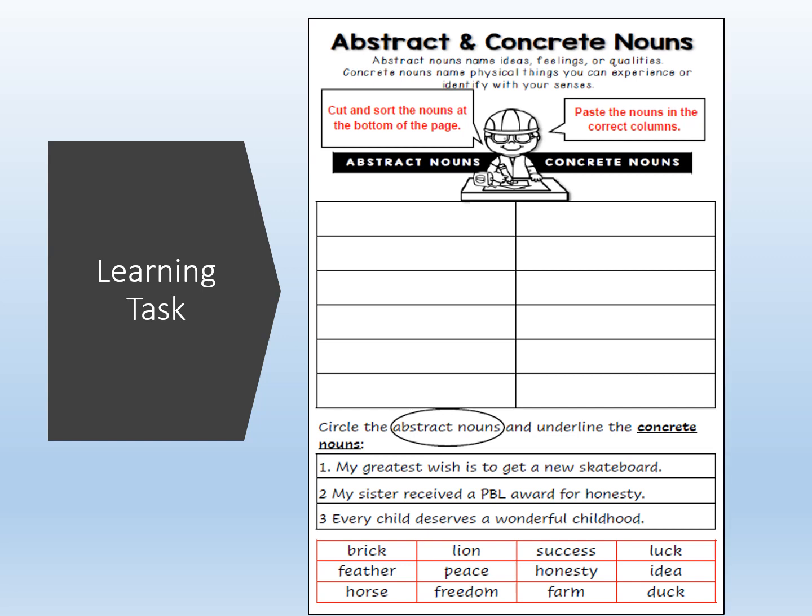Then the last part is there's 3 sentences. If you're working on the worksheet, just circle the abstract noun and underline the concrete noun. If you're working on a piece of paper, just put the number of the sentence, write the abstract noun and circle it, put the concrete noun and underline it to show me your answers.